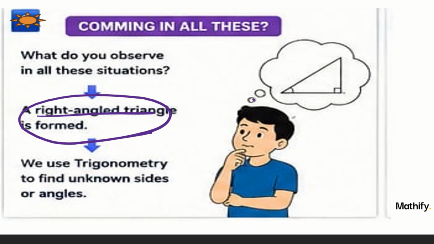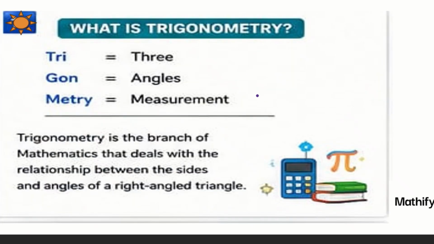So, why do we use trigonometry? To find the unknown sides or angles. If we want to find the unknown sides and angles, then we can use trigonometry. But the condition is there should be a right angled triangle. Okay. Now, what is trigonometry?